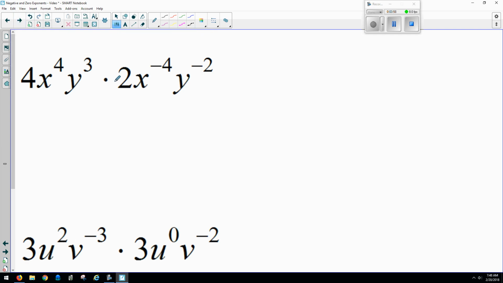For the next example, we're going to just follow the rules and add the exponents. Let's address the coefficients first. We're going to multiply those. So 4 times 2 is 8. And then I have x to the 4th times x to the negative 4th. If I add those exponents, that would be x to the 0. And then y cubed times y to the negative 2. Again, I'm going to add those exponents, and that would just give me y to the first power. I'm just going to simplify this here. This is actually 8 times 1 because x to the 0 is 1, or 8y.